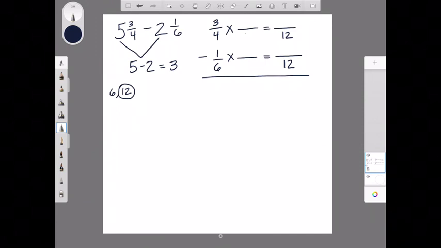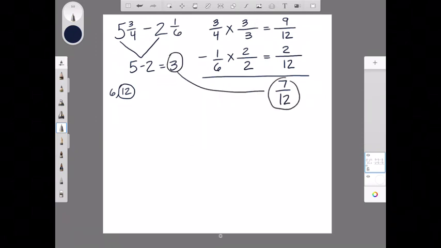And 4 times 3 equals 12, so put 3 up here. 3 times 3 equals 9. 6 times 2 equals 12, and 1 times 2 equals 2. Now we can subtract our fractions. 9 minus 2 is 7/12. We're going to join this with our whole number over here, and our final answer will be 3 7/12.